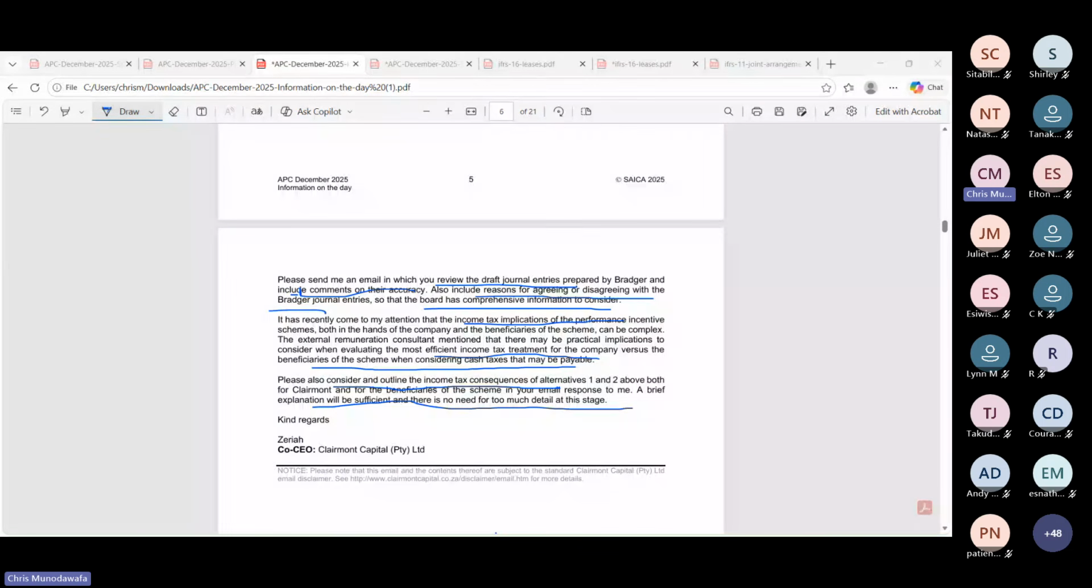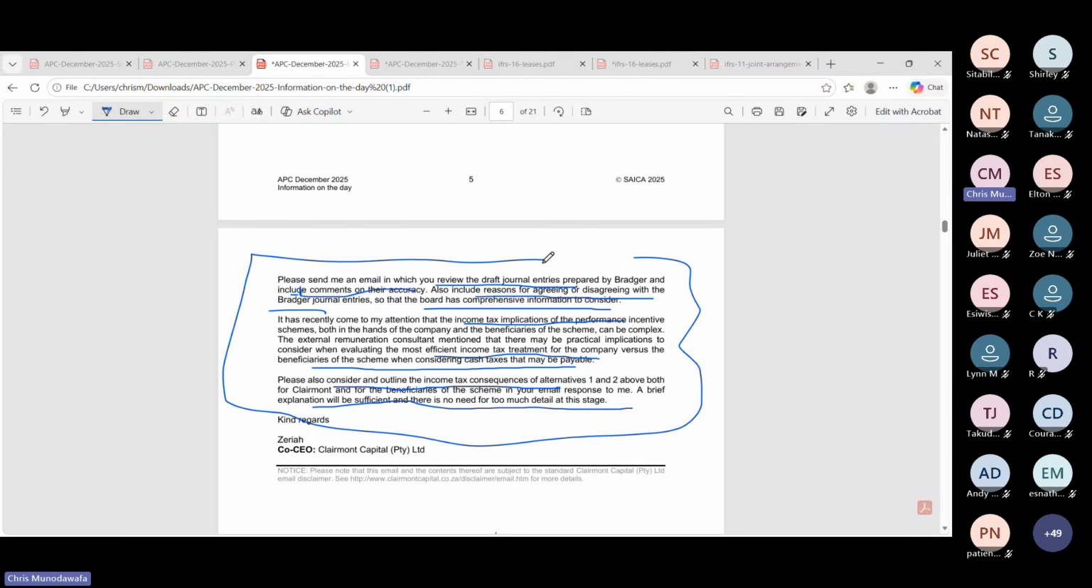So coverage, and then we go down to depth. For coverage, you check each and every aspect that has been asked. When you look at what is asked, many things are asked. Review the draft journal entries, comment on their accuracy, reasons for agreeing or disagreeing with the journal entries. So this one is explicit. Include comment, it's explicit. Include the reasons, they were explicit.